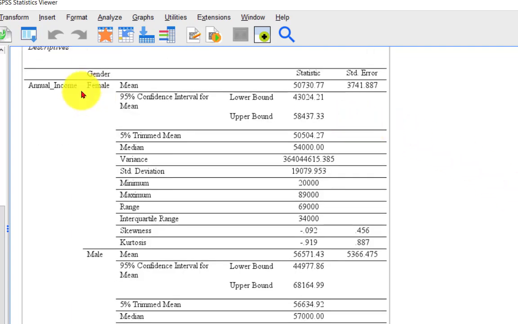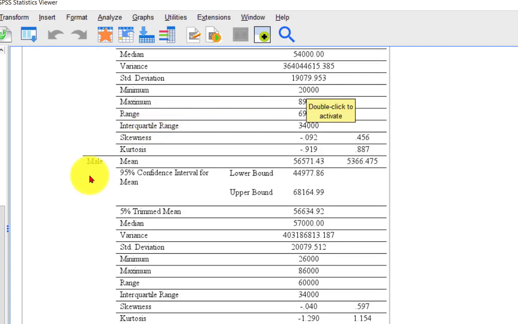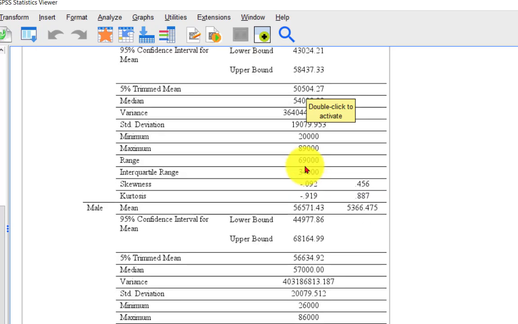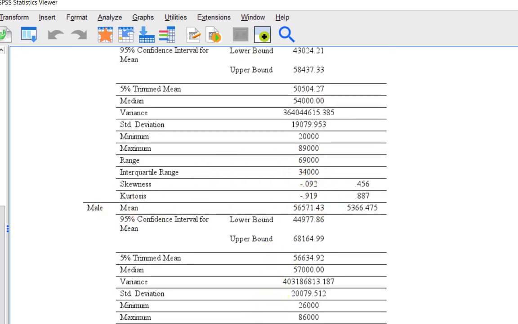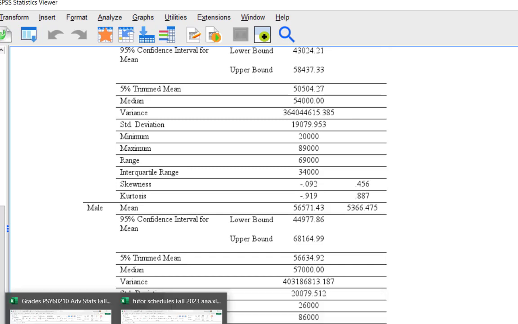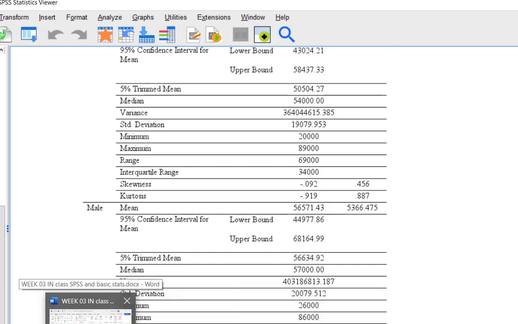So the female mean income was $50,730. For male, it was $56,571. So it looks like males are significantly higher. What was the question? Maybe not significantly. That might have been a bad word to use at this point in time.